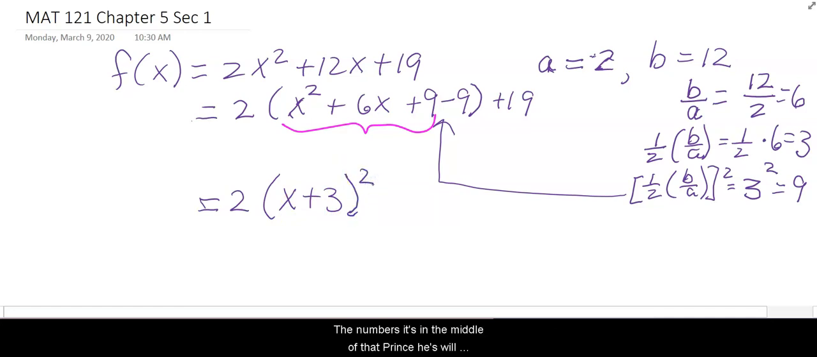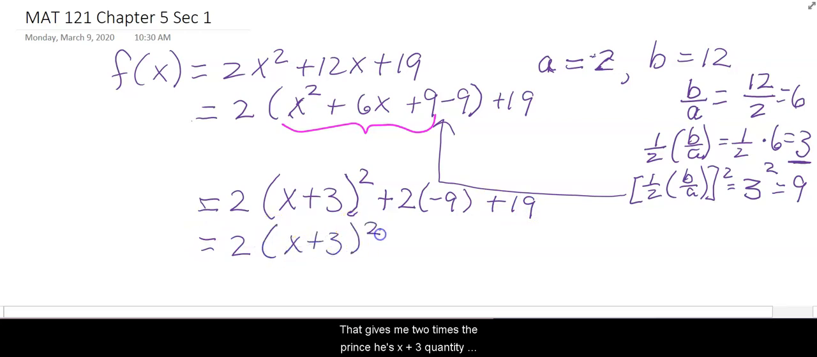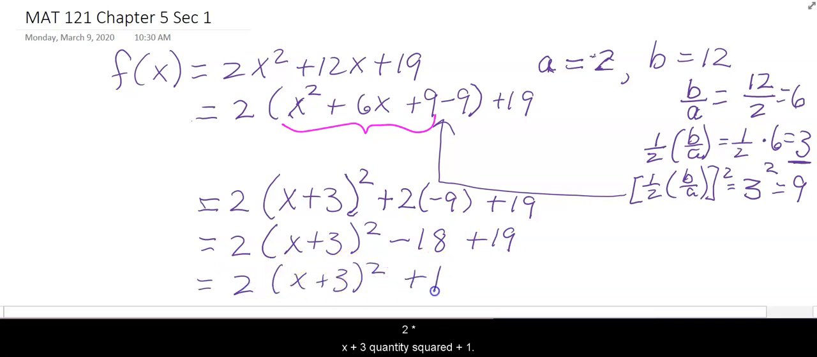The number that's in the middle of that parentheses will be the number that was over here, the 1/2 of b over a. Now, the minus 9 never got taken care of, so I have to distribute the 2 on the outside over the minus 9, and then I still have my plus 19. That gives me 2 times the parentheses, x plus 3 quantity squared, minus 18 plus 19, or 2 times x plus 3 quantity squared plus 1.